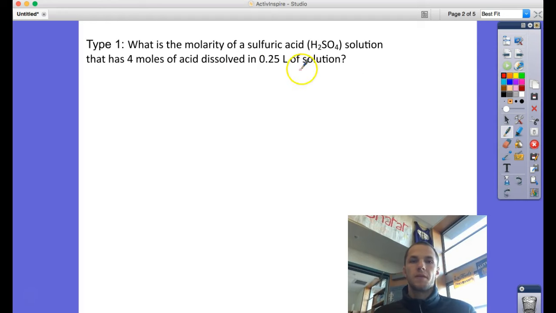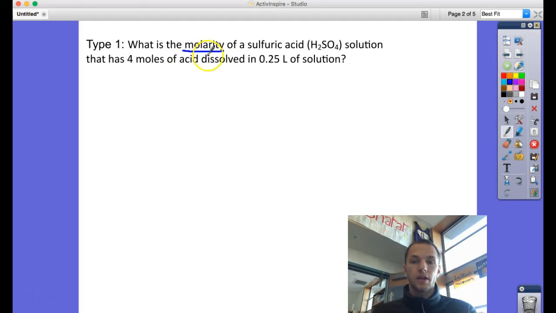Let's say you had a problem that said, what is the molarity of a sulfuric acid solution that has 4 moles of acid dissolved in a 0.25 liter solution? Now, here's where things get a little tricky. When we talk about solutions, we're going to start having multiple numbers given in the problem. So we're used to just seeing one given and using that to do our problem. We now have to recognize that we're going to have multiple givens, and we really need to slow down and think through what the problem is asking for. So the problem is saying, what is the molarity?